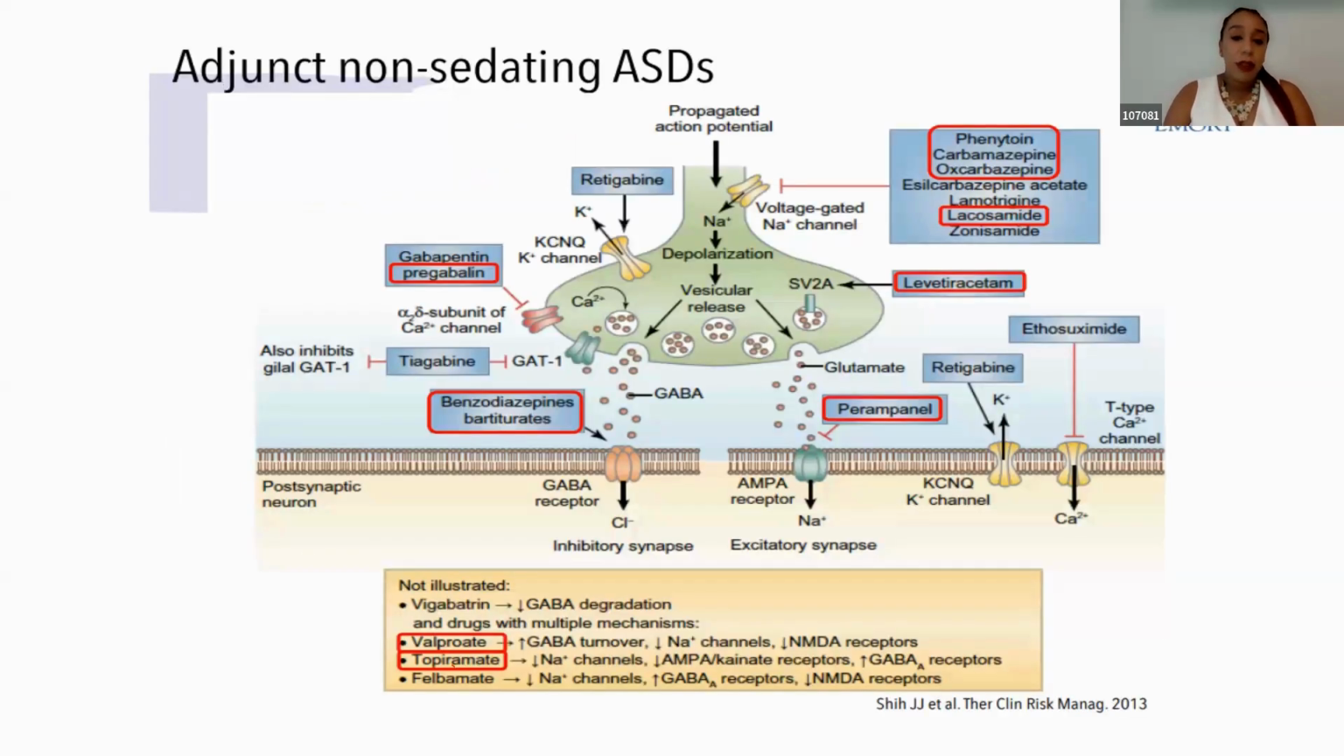This is a great slide. I am not going to go over it for the sake of time, but when you guys have time, please take a look because it talks about the mechanism of action of these medications. For example, Keppra works on the SV2A. Phenytoin, carbamazepine, oxcarbazepine work on the voltage-gated sodium channels. Again, lacosamide, and it talks about gabapentin, pregabalin, where they work. And it talks about, from a neurotransmitter standpoint, what these medications are doing.